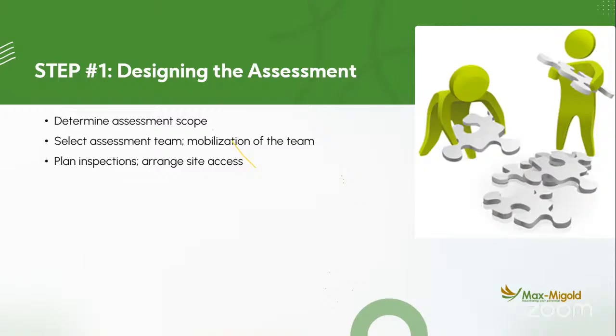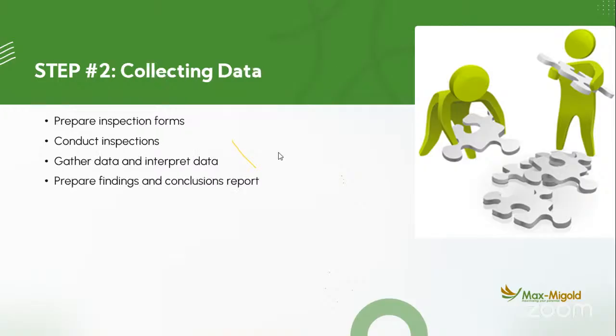You can't ask somebody to come and assess your roof in the peak of the afternoon when the sun is at the highest intensity. You know that's not done. The best time to do your roof assessment is possibly as early as possible between the hour of 6 a.m. in the morning and 10 a.m. in the morning. Then collect the data, prepare the inspection form, conduct inspection, gather the data and prepare the data, prepare your findings and conclusion report.